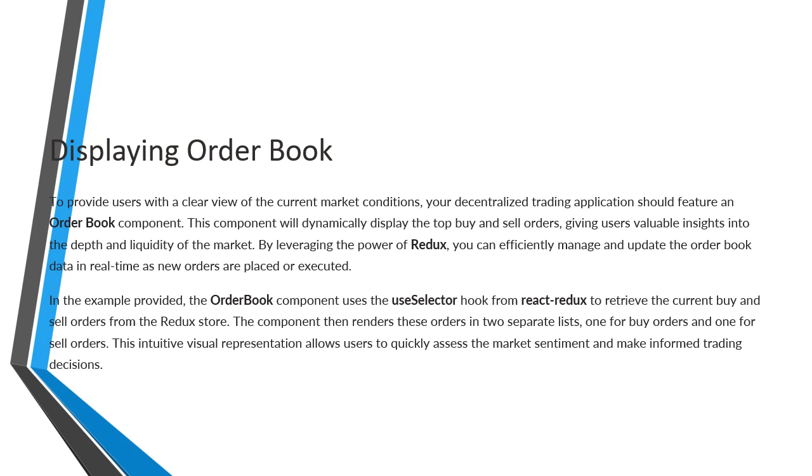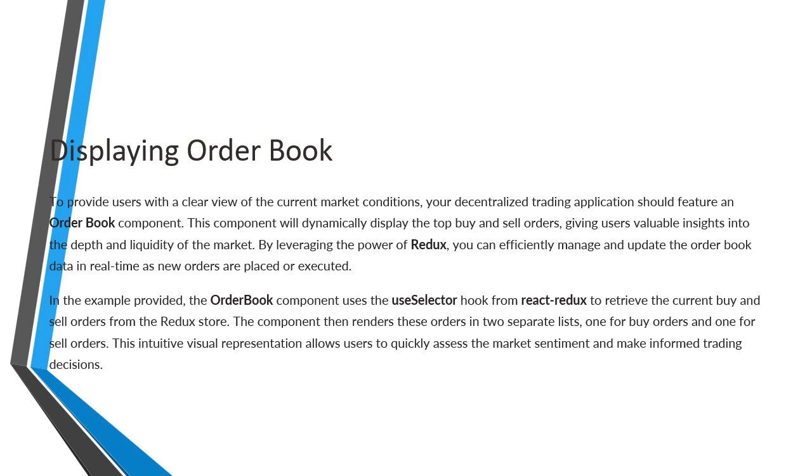To provide users with a clear view of the current market conditions, the decentralized trading application should feature an order book component. The order book component uses the useSelector hook from React Redux to retrieve the current buy and sell orders from the Redux store. The component then renders these orders in two separate lists, one for buy orders and one for sell orders. This intuitive visual representation allows users to quickly assess the market sentiment and make informed trading decisions.